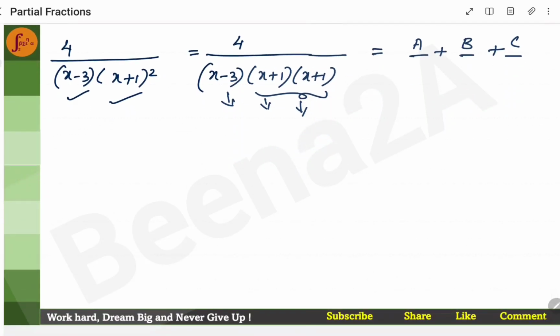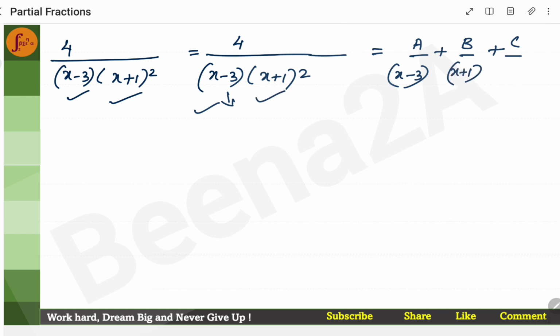Now here I'll write the original repeated factor, which is x plus 1 the whole square. So one denominator will have x minus 3, one denominator will have only x plus 1, and another denominator will have x plus 1 the whole square. This is how I have to write it, as 3 denominators. Now the next step is I have to use the LCM method. Now what is the LCM when there are repeated factors? Simple, I'll use this method.